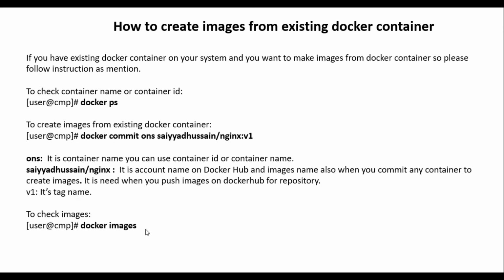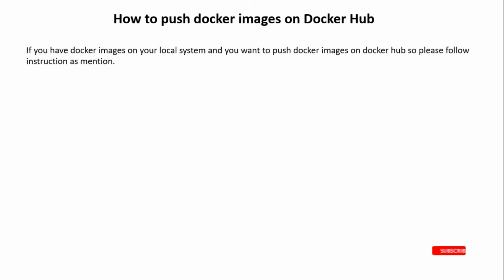To check images, type docker images. Let's move on to how to push Docker images to your Docker Hub. Suppose you have a Docker image on your local system and you want to make that image publicly available on Docker Hub. So how can you push Docker images to Docker Hub? Please follow the instructions mentioned.